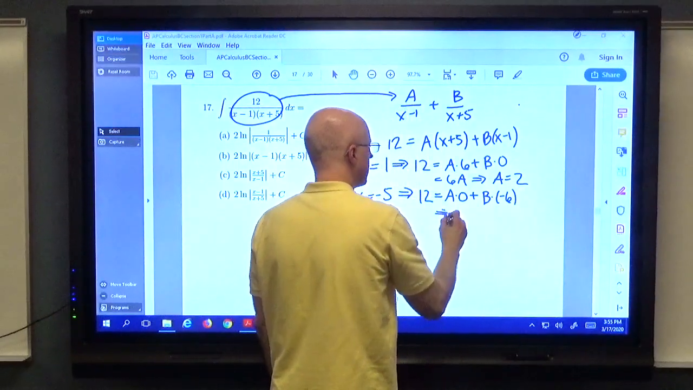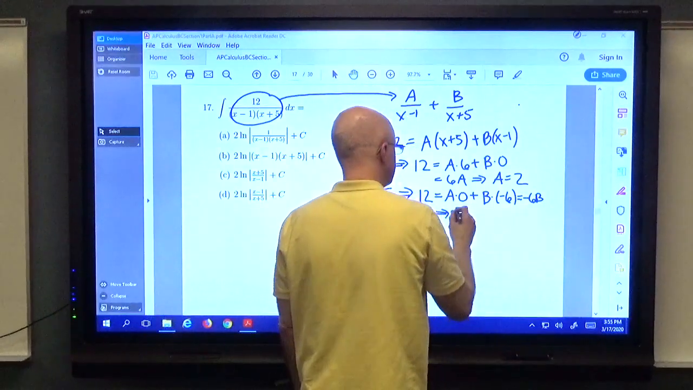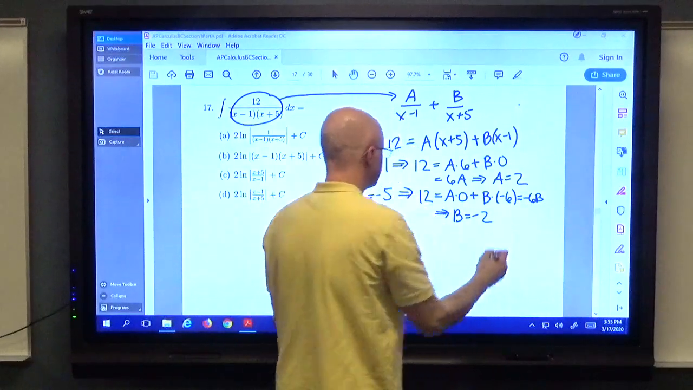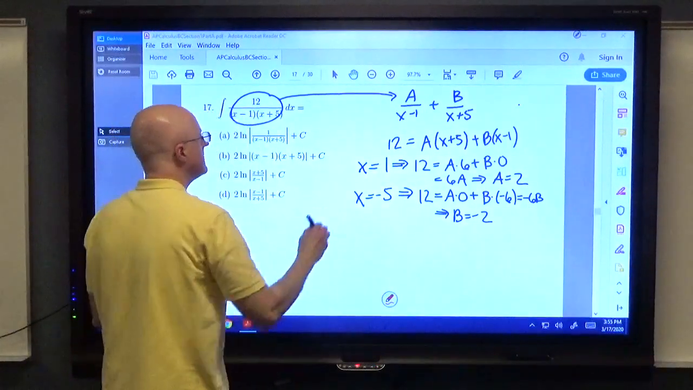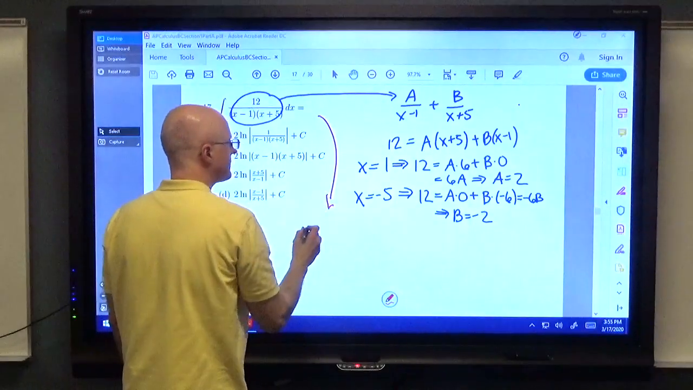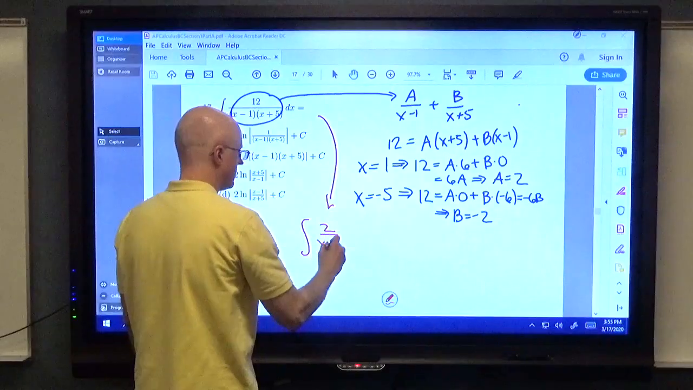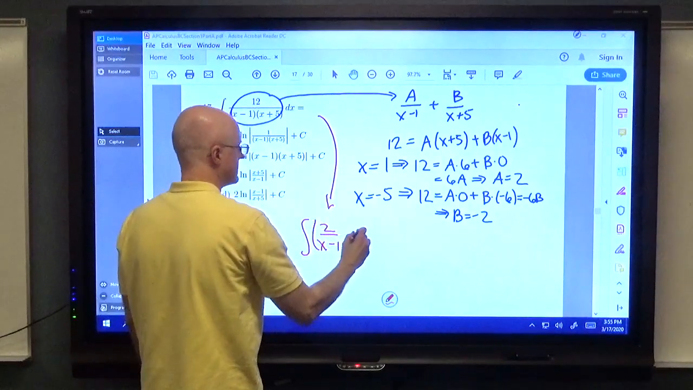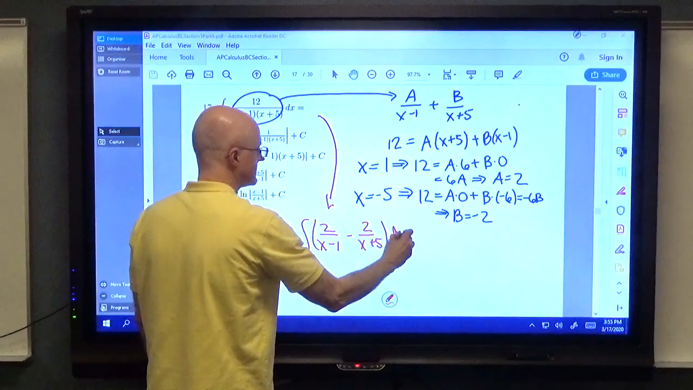Solve for b in the same kind of way. So negative 6b. b is going to be negative 2. So now the integral is going to be the integral of 2 over x minus 1 minus 2 over x plus 5. Do each of those integrals individually and subtract the answers.